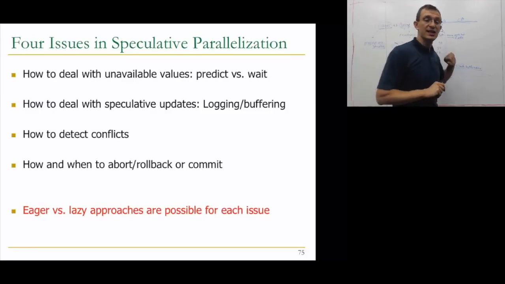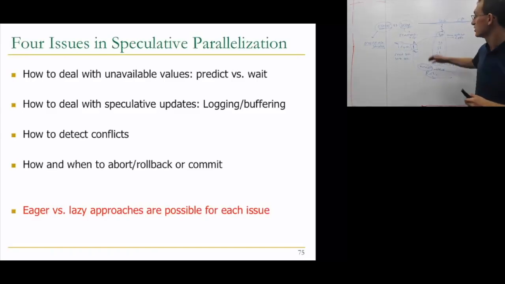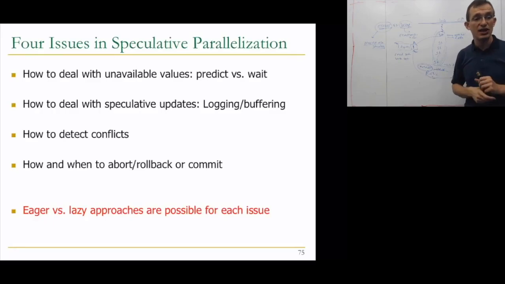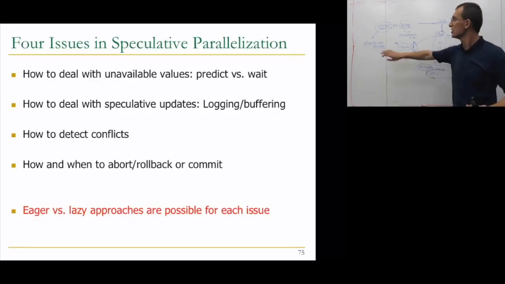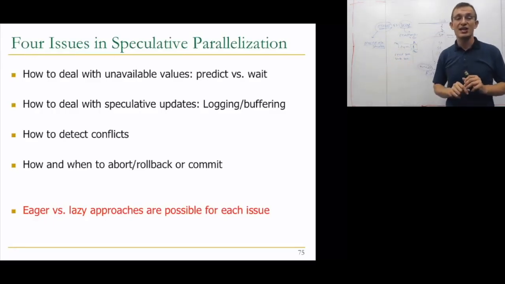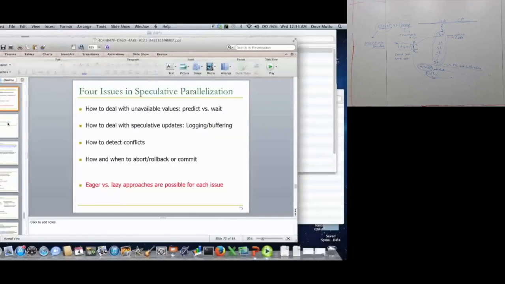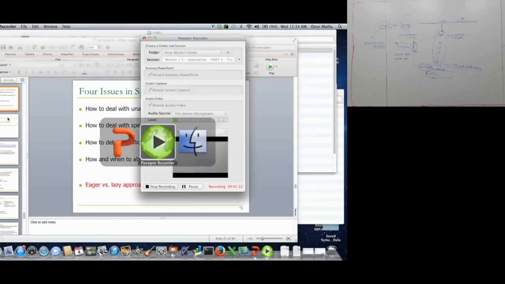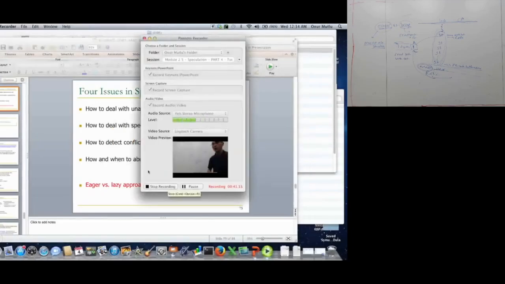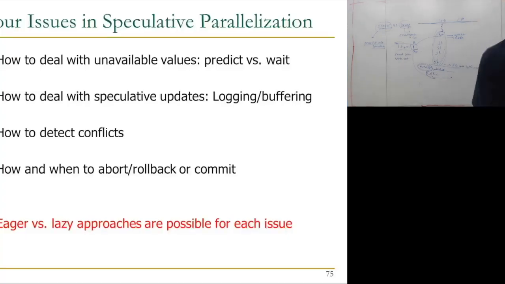Basically, the takeaway is eager versus lazy approaches are possible for each of these issues, and I encourage you to think about different approaches and their trade-offs. There has been a lot of literature in this field, at least in transactional memory, maybe less so in speculative lock elision, but in transactional memory that deals with these 4 different questions in speculative parallelization. So let's take a quick break, and then finally we will cover transactional memory, and after that we're going to finish our module on speculation in parallel machines.